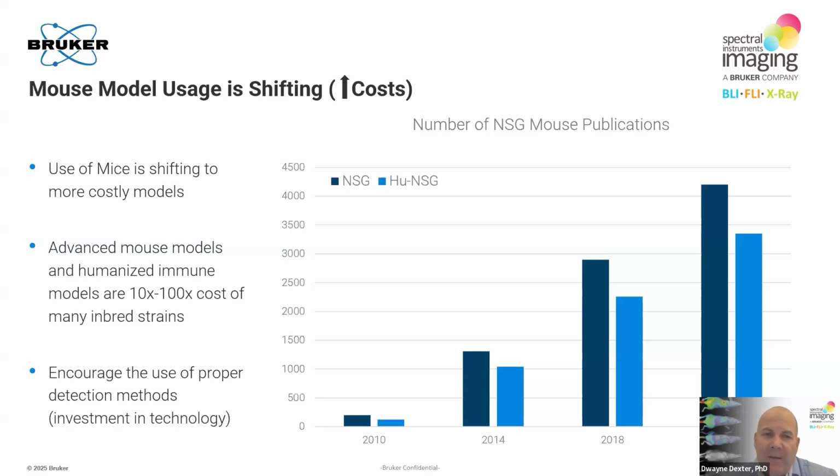The reason I highlight that is these advanced mouse models or human-centric models tend to be 10 to 100 times more in cost than an inbred strain. So even though NAMs are expensive, so are these new models that we're employing in terms of mouse research. So one of the things that Bruker is doing is making sure that we continue to educate our end users in the community on the proper methods and detection tools that can be used in using these models.